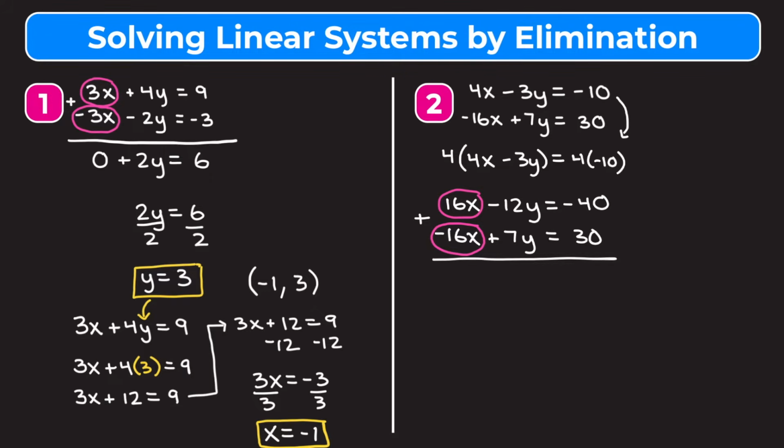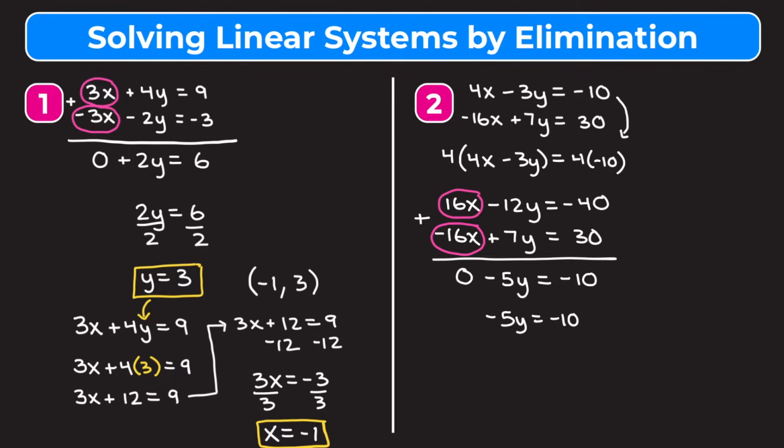So when we add 16x minus 16x, we're going to get a 0 for our x's. If we add a negative 12y plus a 7y, we're going to get a negative 5y. And on the right side, if we add negative 40 plus 30, we're going to get negative 10. So now we have negative 5y is equal to negative 10.